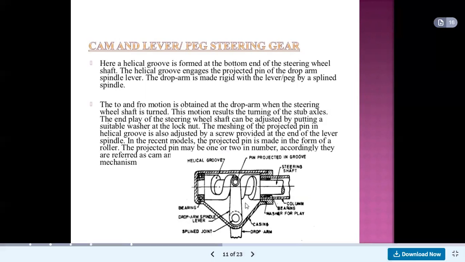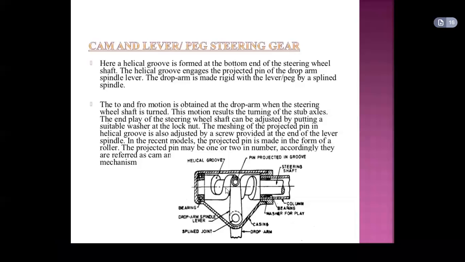If we see this diagram, in this diagram, this is the helical groove. This is the pin projected in the groove. This is the steering shaft. This is the column. Then this is the bearing. Washer for play. This is the casing. And this is the drop arm. The spline shaft, drop arm spindle lever, and this is the bearing. All these components are related to the cam and lever or peg steering gear.